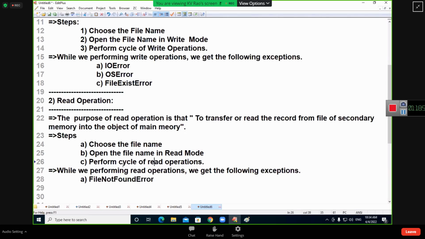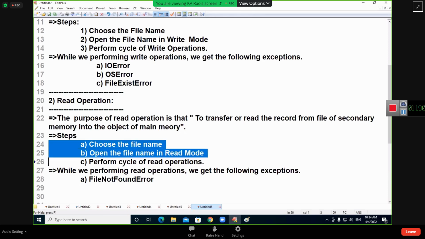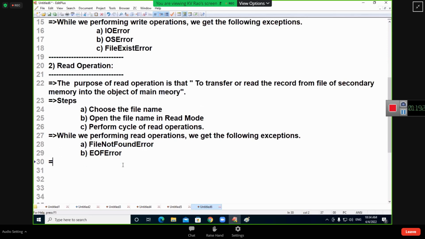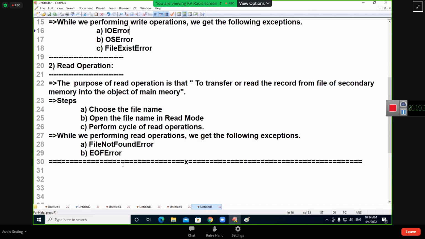I am choosing the file name and opening it in which mode? When you are opening the file in read mode, the file must exist already. If that file is not there, you will get which error? That is number one. Second one, you are going to get EOF error. Spell it out. These are the exceptions coming in the read operation. How many operations on the files?